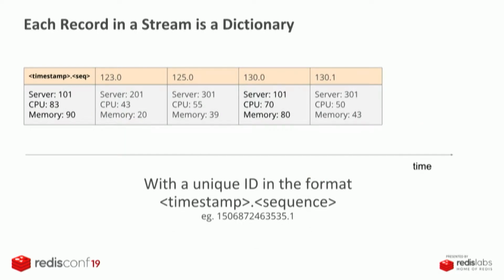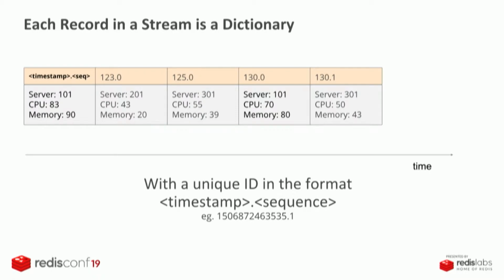But here's where the differences start coming up, right? The first fundamental difference from Kafka is: what is the record? What does a record look like? So in Kafka, notice that a record was a timestamp, a key, a value, and a set of headers, right? But in Redis, it's essentially a dictionary.